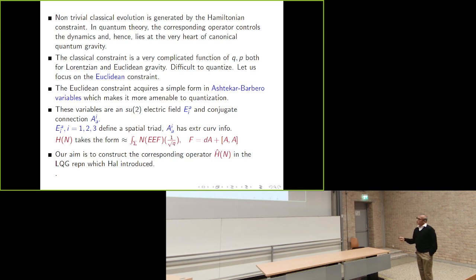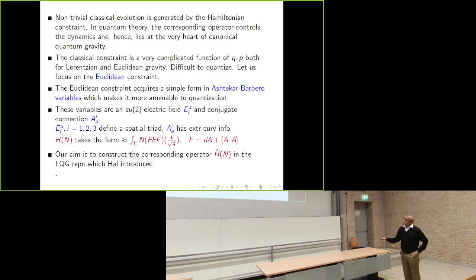These variables are an SU(2) Lie algebra valued electric field. So the index a is a tangent space index, and little i is an SU(2) Lie algebra valued index. And there is a conjugate connection, which we call A. So since the Lie algebra of SU(2) is three-dimensional, we have E_a^1, E_a^2, E_a^3. So there's a triplet of spatial vector fields, and these are interpreted as a spatial triad. And from the spatial triad, you can then go and construct the metric.